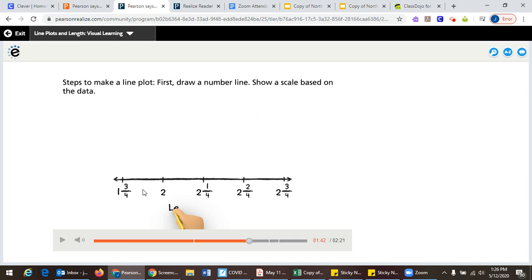A scale based on the data means that you are going to use numbers that your data represents. So if you're measuring crayons, it makes sense to have the smallest number and the largest number that you have. You wouldn't want to have 1 3/4 and up to 10 inches if you don't have any crayons that are past 2 3/4 inches. So when you make your line plot, you have to make sure that it represents the data that you have.